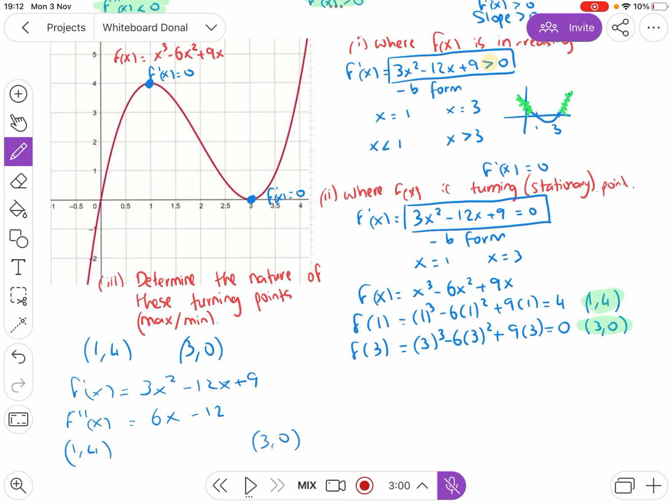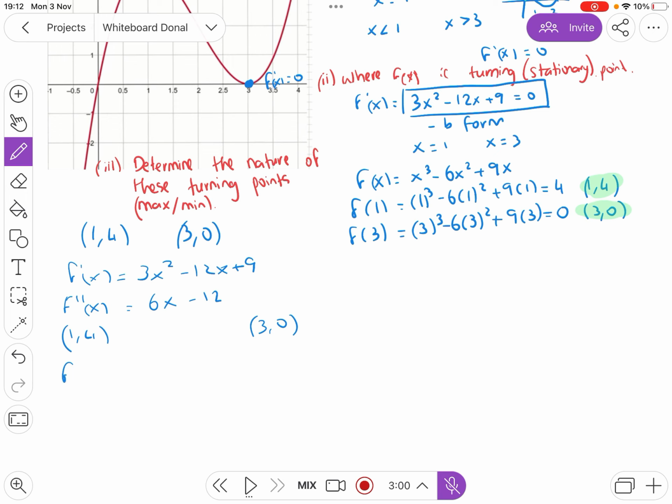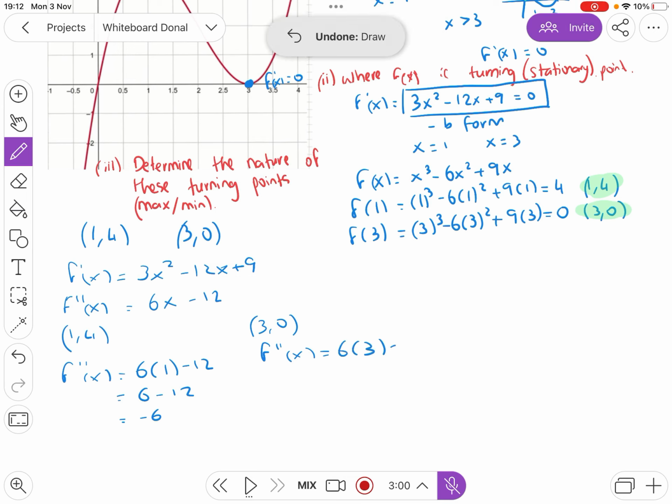Now, if I'm using the coordinate 1, 4, I only have place for the x to fill in. So I'll end up with my second differentiate, I'm going to sub in 6 times 1 minus 12. I don't need to fill the 4 in because there's no place for a y coordinate here. So I'll end up with 6 times 1 is 6, take away 12, that's equal to minus 6. And I'll do the same with this number over here. Here, my x coordinate is the 3. So I'll do 6 by 3 minus 12. 3 6s are 18. Take away 12, I'm left with 6.